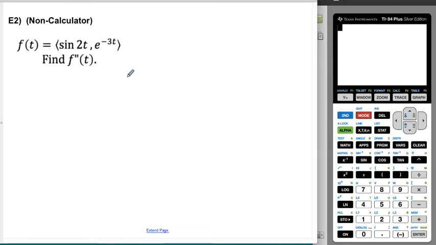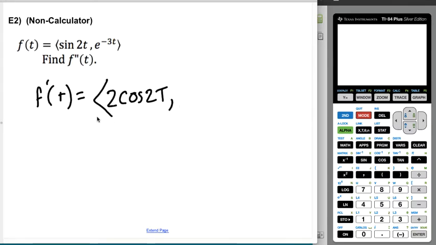All right, so this is a little bit more complicated, but not a whole lot more complicated. So we're finding the second derivative, so that means we have to go through the first derivative. The first derivative is going to be the derivative of sine of stuff, which is cosine of stuff. So I'm going to get cosine of 2t times the derivative of the 2t because of the chain rule. So I'm going to get 2 cosine 2t. Same thing with the e to the stuff. The derivative of e to the stuff is e to the stuff, but then I need to include the derivative of the stuff. So it's going to be negative 3 times e to the negative 3t.